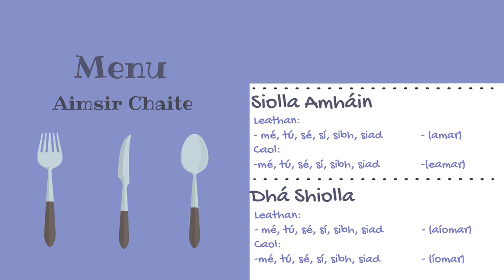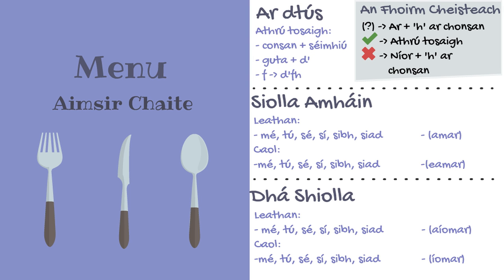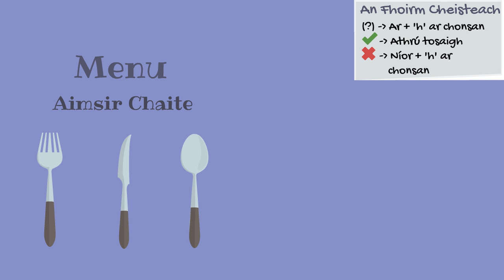What about asking questions in the Aimsir Chaite? Well, it's actually pretty simple. To ask a question, you use an before the verb and put a séimhiú on a consonant. To answer a question positively, you use the standard athrú tosaigh. And to answer negatively, you put níor before the verb and a séimhiú on a consonant. And that's it for the past tense.